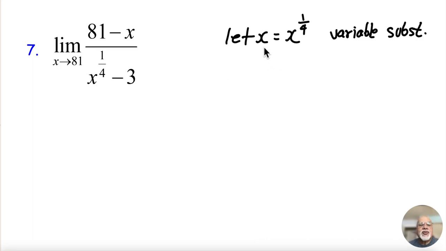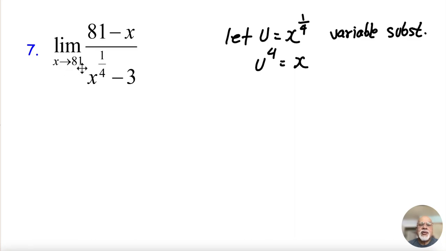So, sorry, I didn't mean to say x is equal to, I meant to say u is equal to x to the 1/4. And now if I were to raise both sides to the 4th power, I end up getting u to the 4th is equal to x. And remember, we want to change our limiting variable.